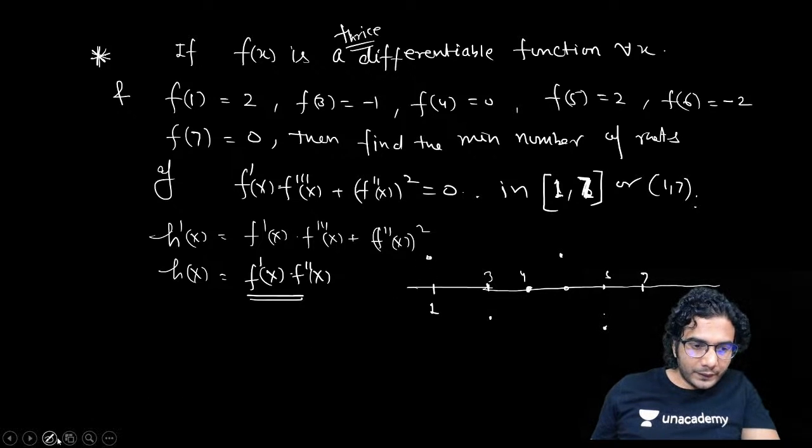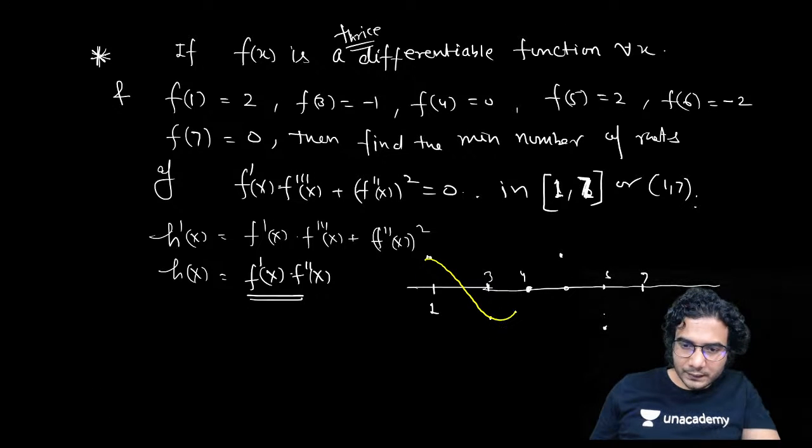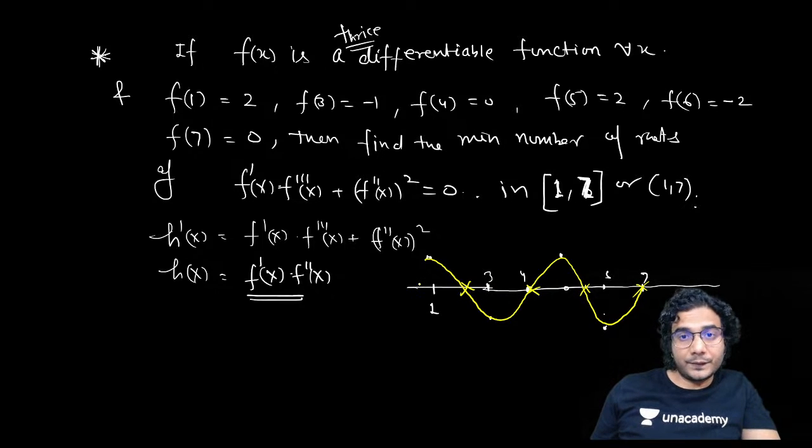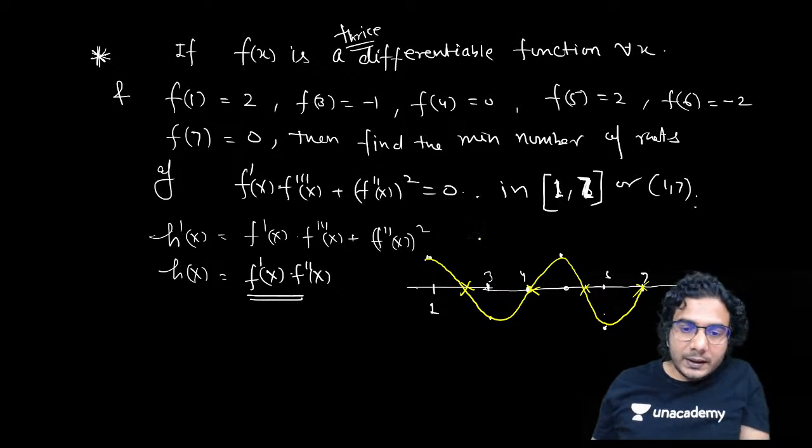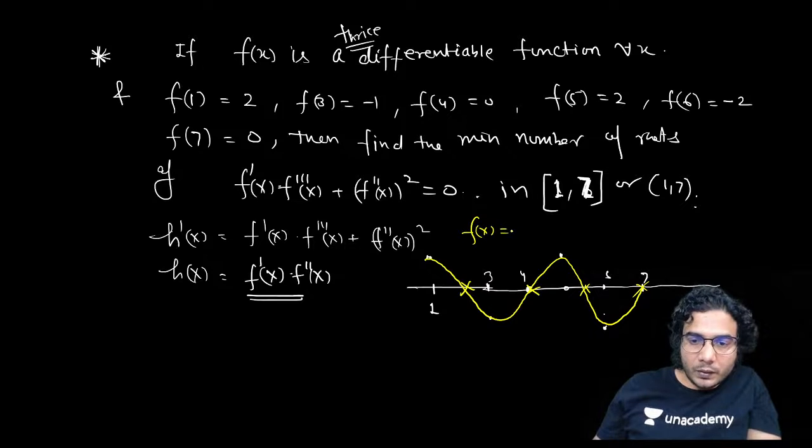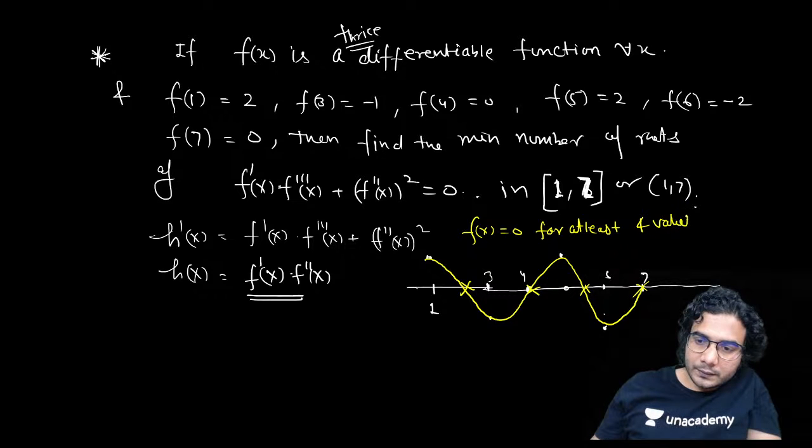So if you roughly sketch f x function, then it should be like this. It will cut the x-axis, meeting it at least 1, 2, 3 and 4 times. At least 4. It might be more, but using the given information, we can say f x is equal to 0 for at least 4 values of x belonging to 1 to 7. Is that okay?